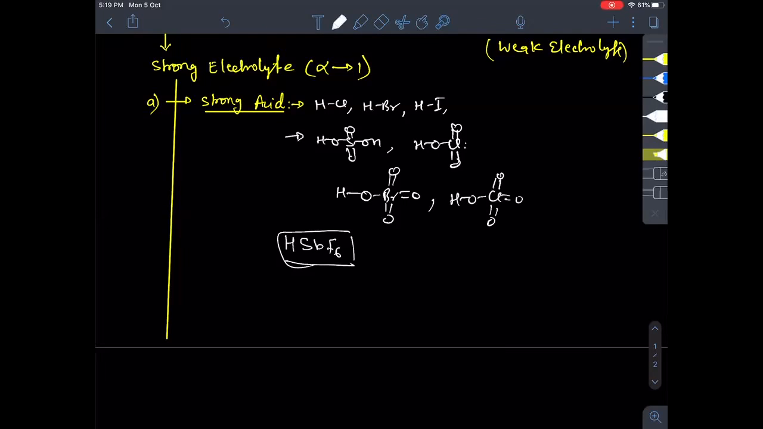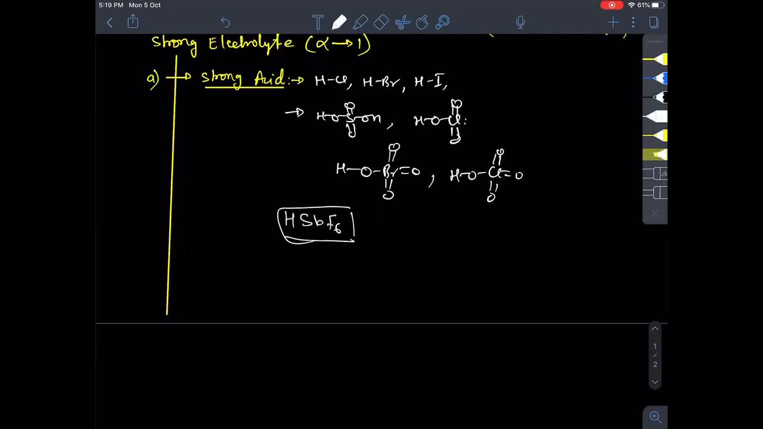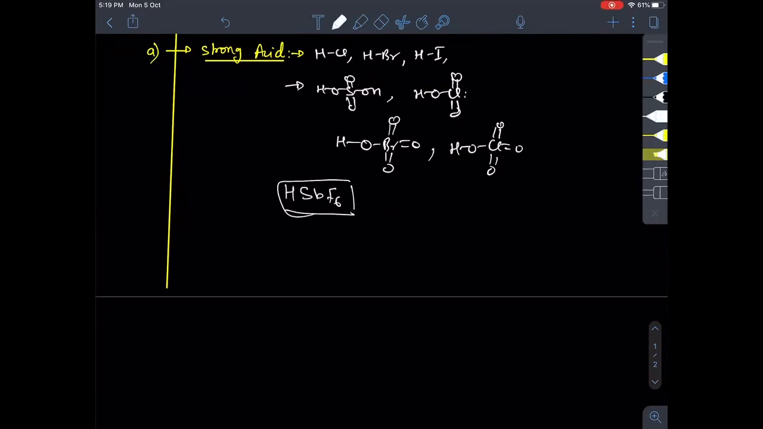Now, how will we know that? How to identify whether it is a strong acid or not? So I'll give you a very fundamental thing over here. You know the difference between these two. What is the difference between these two?